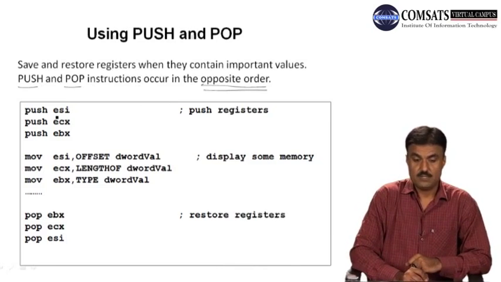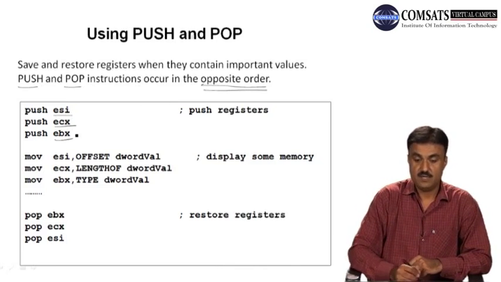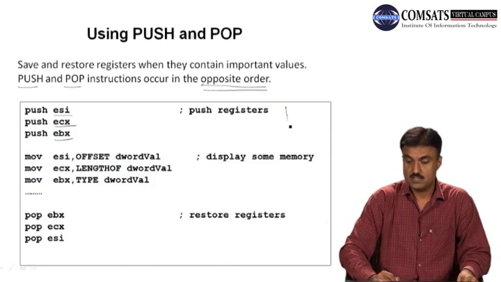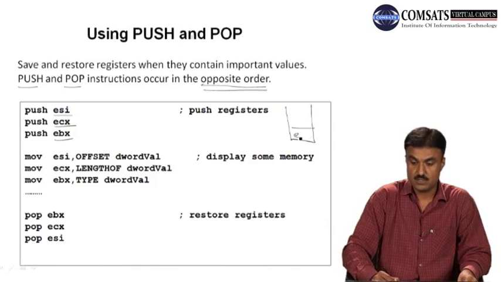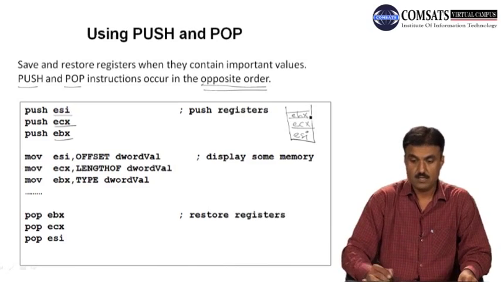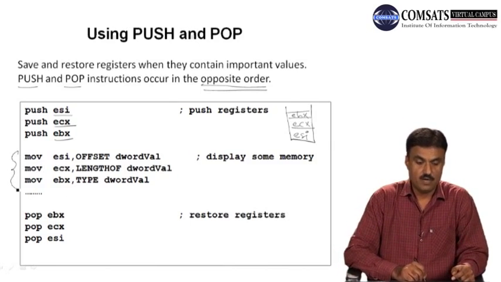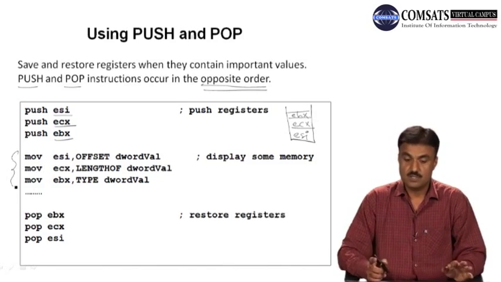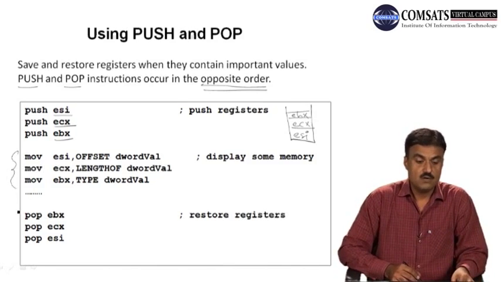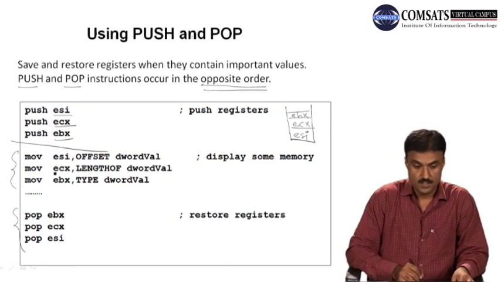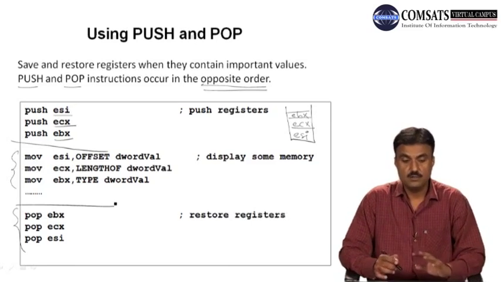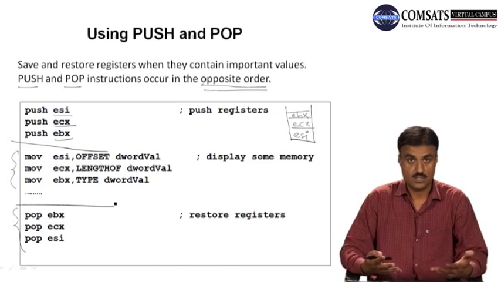For example, first we push ESI, ECX and EBX, 3 registers. This is the stack. The first register contents that we push is ESI. The next register contents are ECX. The third register is EBX. So these are the 3 push operations. Now we do some manipulation and so on to all those registers, we perform the execution, and whatever we did on those registers, we are not concerned.